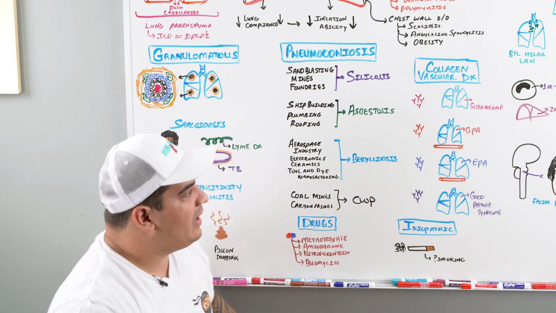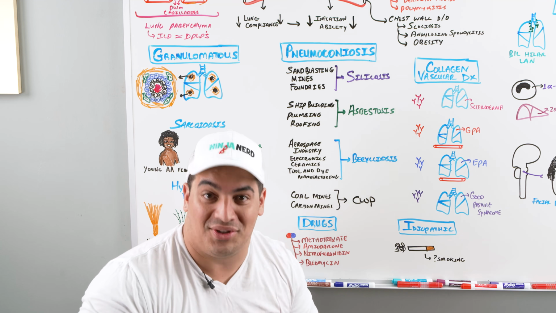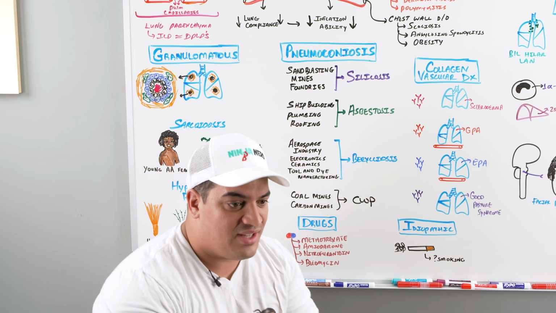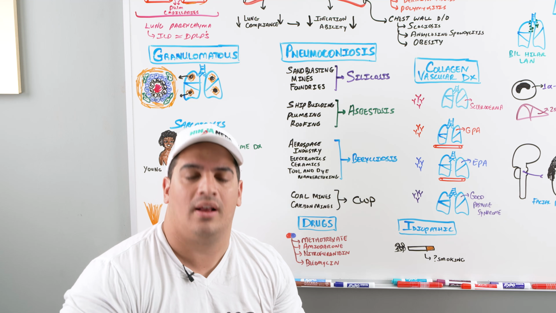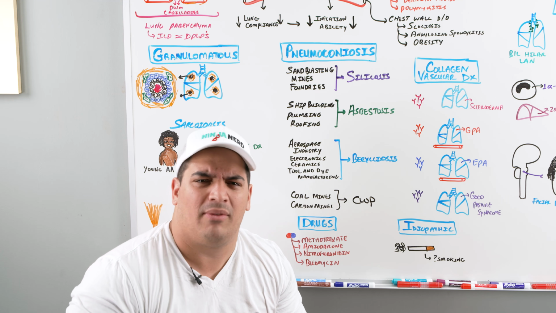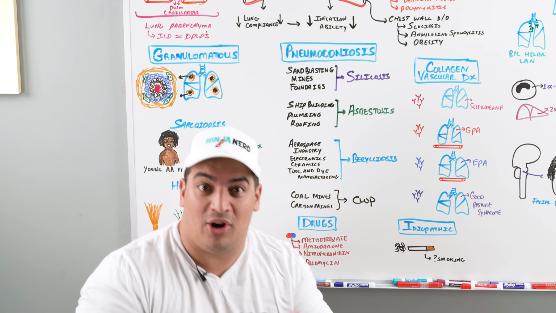The next thing that you want to think about is whether the patient was exposed to particular drugs. So if they present in the clinical scenario a patient who has been on methotrexate for some type of underlying immune disorder or rheumatological disorder, they've been on methotrexate.